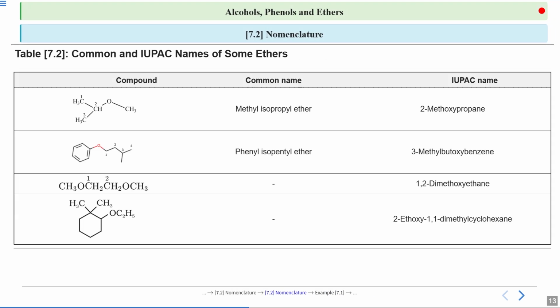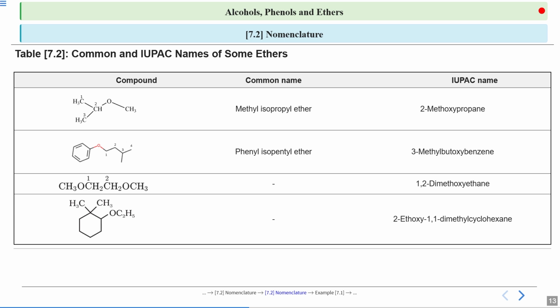Continuing on this table, we have the next compound. The common name is methyl isopropyl ether, and the IUPAC name will be, the methoxy substituent is at the second carbon, so 2-methoxypropane. Next compound is phenyl isopentyl ether. So we have a phenyl group and an isopentyl group around the oxygen. Then we have to add ether in the common name.